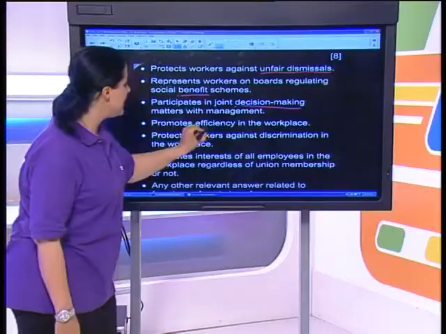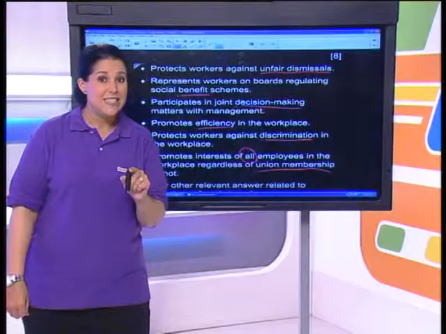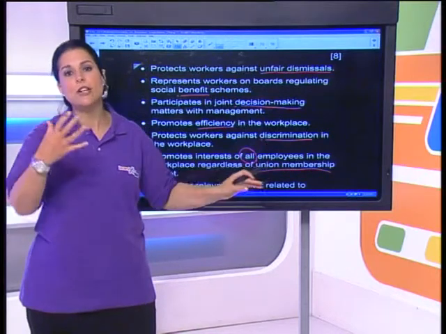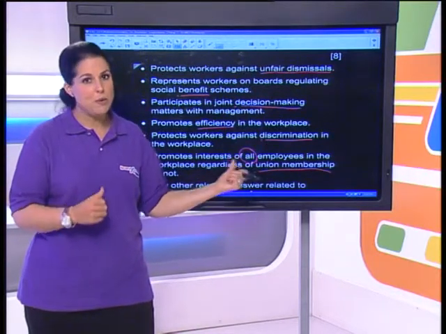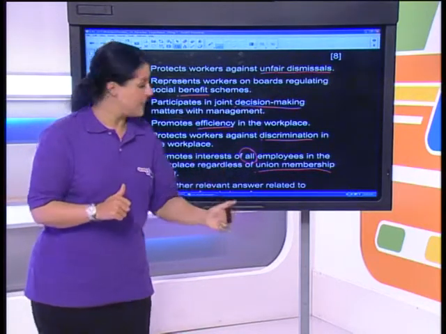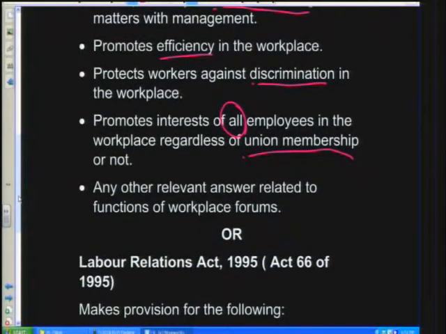Promotes the efficiency in the workplace. It protects the workers against discrimination in the workplace. And then it promotes the interest of all, once again, all, because remember, we're all equal in the workplace, regardless of union membership. Did you guys see that? They're saying here it represents all of the employees. You don't have to belong to a trade union to be represented by the workplace forum. Everyone can go and talk to the workplace forum. And then, next I said, any other relevant answer.